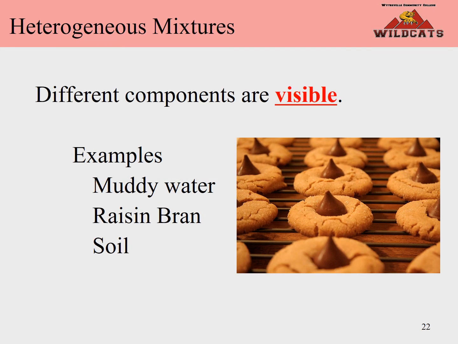Heterogeneous mixtures have different components that are visible. Examples: muddy water, raisin bran, soil, or if you notice the cookies on the right-hand side, you can definitely see the Hershey Kiss, and you can definitely see the peanut butter cookie. So they're mixtures. You can see the different parts.